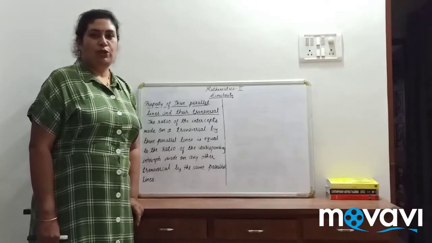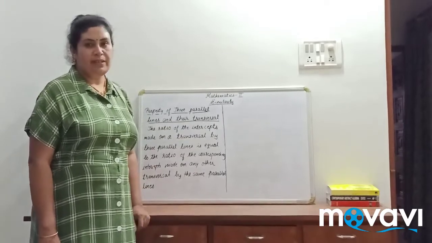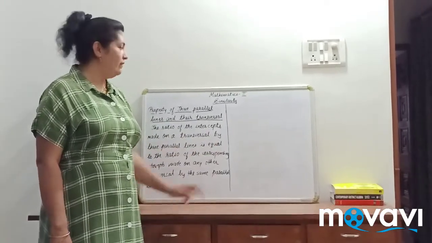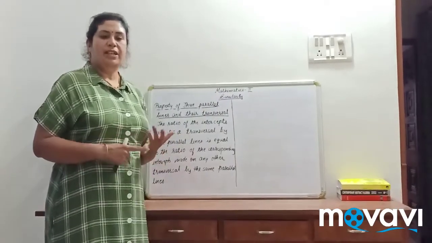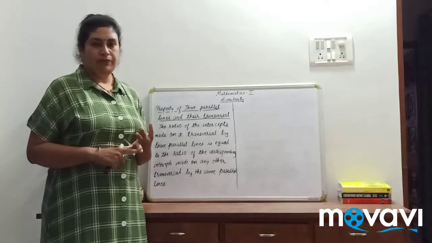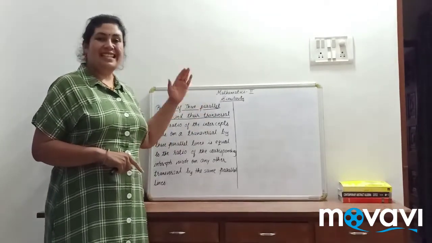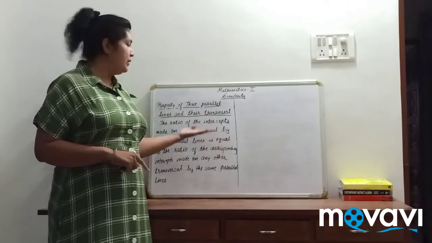Welcome to the third module. In this also we are going to continue with the similarity chapter, Mathematics 2 Standard 10th, first chapter similarity. We have completed the basic proportionality theorem and angle bisector theorem. So the next property that is based on the basic proportionality theorem, we are going to see.